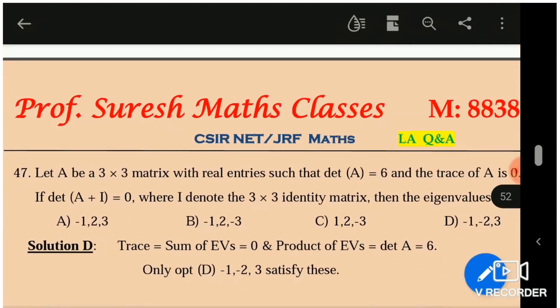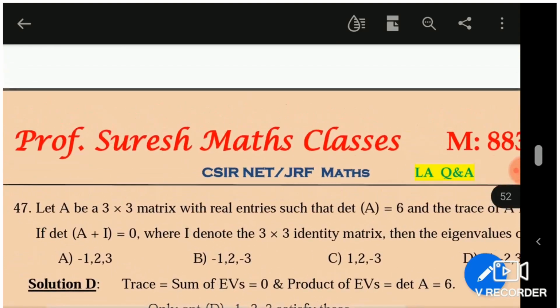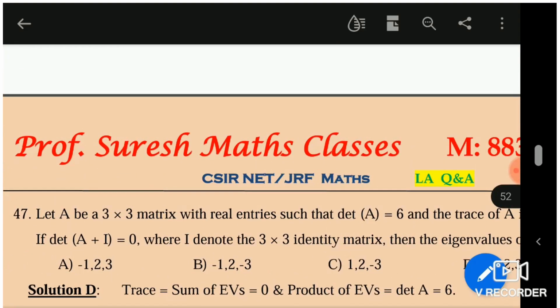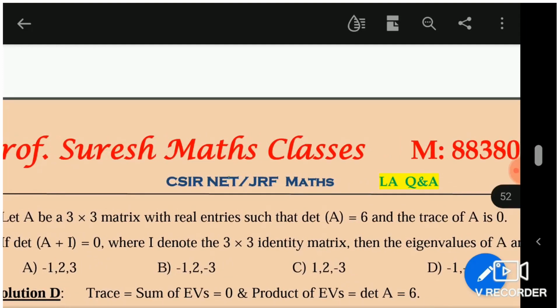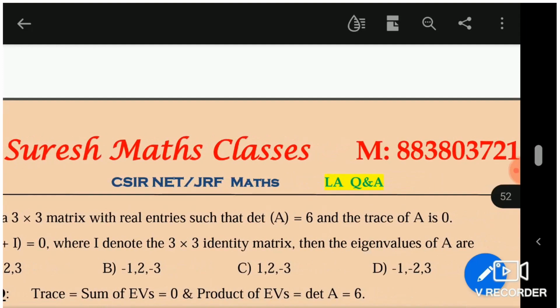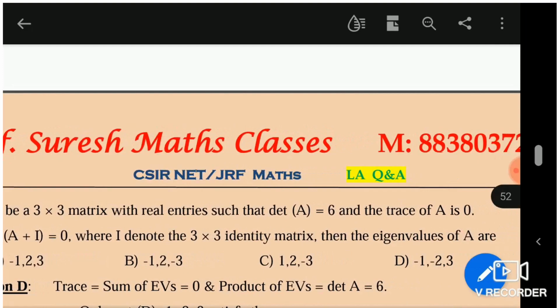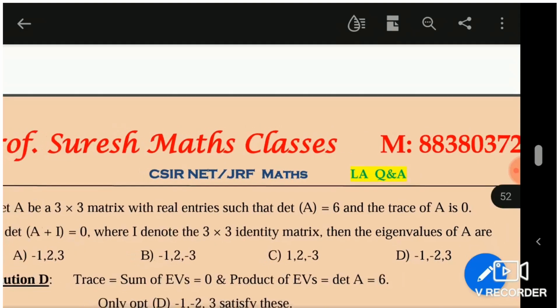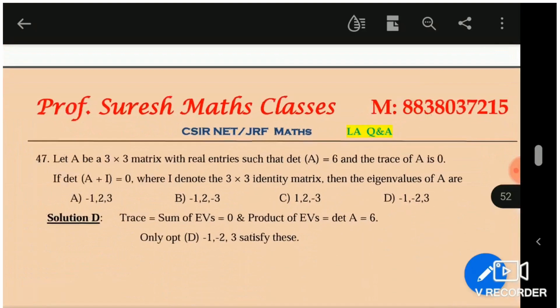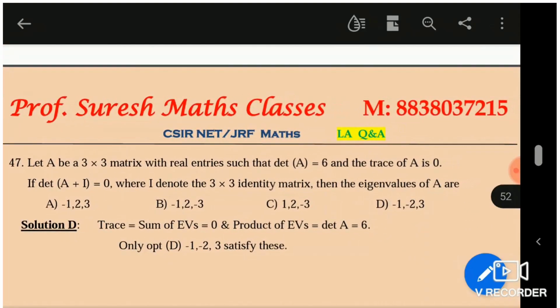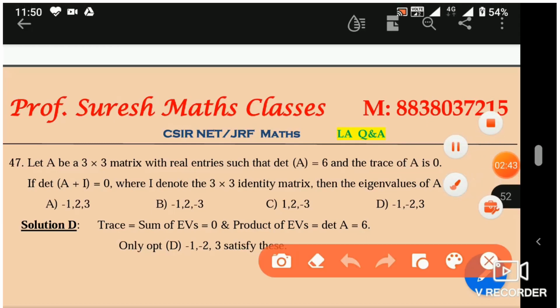So the next question, 47. Let A be a 3 by 3 matrix with real entries such that determinant of A equals 6 and trace of A equals 0. If determinant of A plus I equals 0, where as usual I is the identity matrix, then the eigenvalues of A are? So this is a very easy question. Determinant of A is given, trace is given. So simply check which of the following 4 options satisfy these two conditions: determinant is 6 and trace is 0.